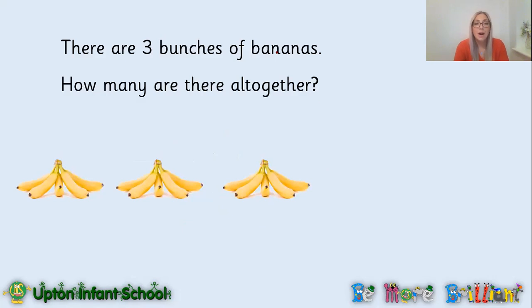So it says there are 3 bunches of bananas. Okay, let's have a look at these bananas. It looks like there are 1, 2, 3, 4, 5. 5 here, 5 here, and 5 here. Now it's asking us how many there are all together. Okay, so we have got 3 times 5, 3 lots of 5.